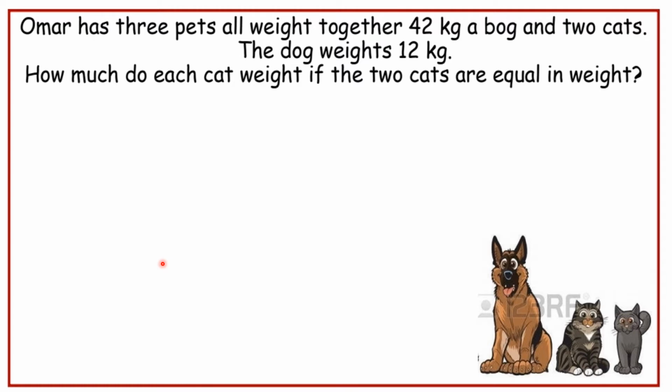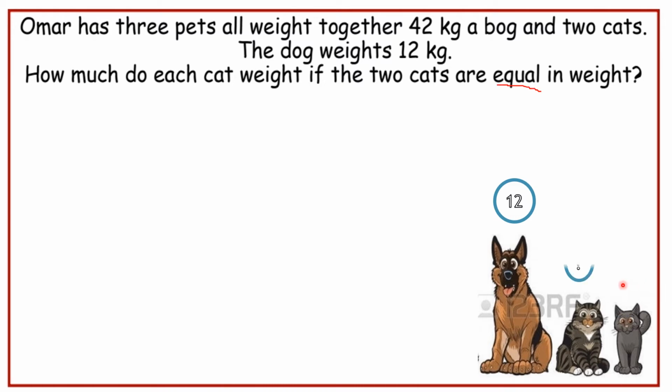Omar has 3 pets. All the weight of the 3 pets together is 42 kilograms. He has a dog and 2 cats. The dog weighs 12 kilograms. How much does each cat weigh if they are equal in weight?